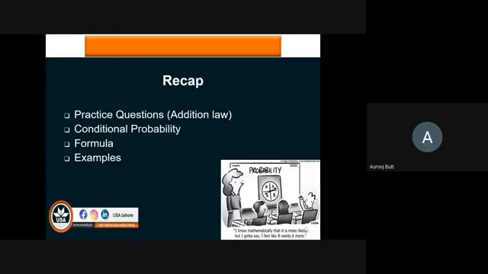If you have the case where either or at least is given in the question, you can simply approach the addition law. What is the addition law? Probability A union B means the outcomes will either be in event A, or in event B, or in both events. That is meant by probability A union B.